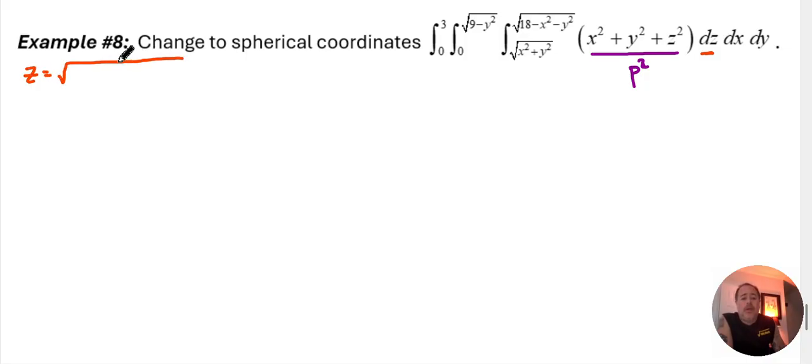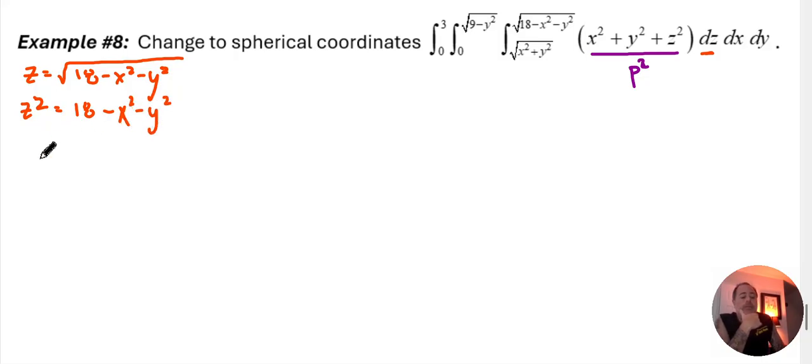So let's play around with these two equations independently for a second and see what we can figure out based on these bounds. We get that z is equal to the square root of 18 minus x squared minus y squared. If we square both sides, we get z squared equals 18 minus x squared minus y squared. And if we move the x squared and the y squared over, we get that x squared plus y squared plus z squared is equal to 18.